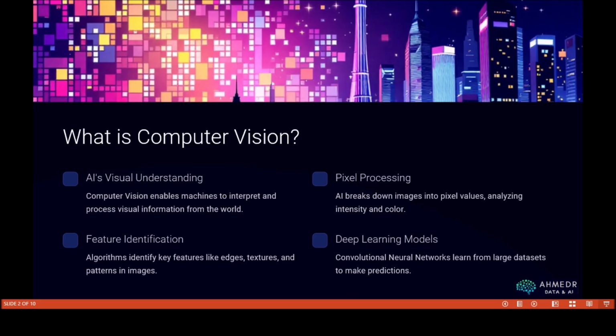What is the importance of computer vision in AI? Unlike traditional image processing, which requires predefined rules, computer vision uses AI models, particularly deep learning models like convolutional neural networks, CNNs, to learn from large datasets and make predictions based on new images. With enough data and training, AI can recognize different objects and understand the context of the images.